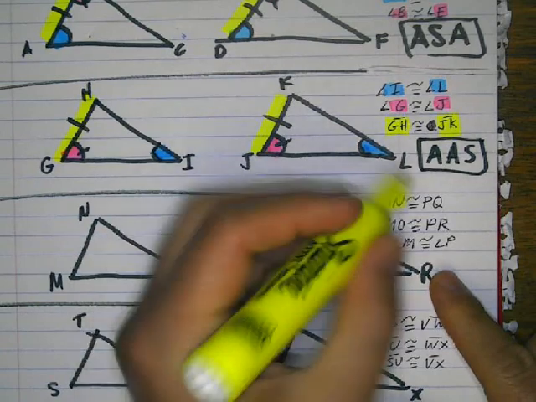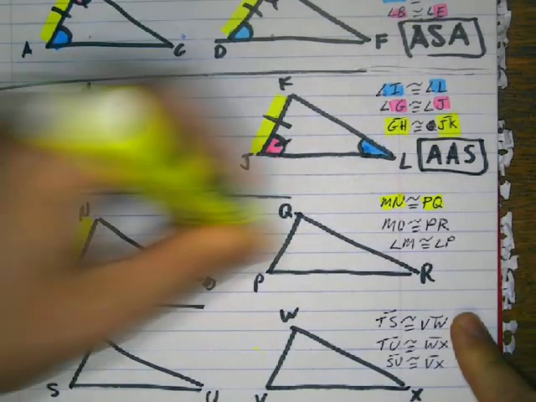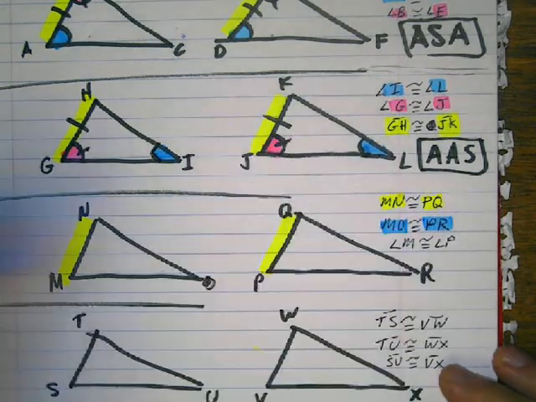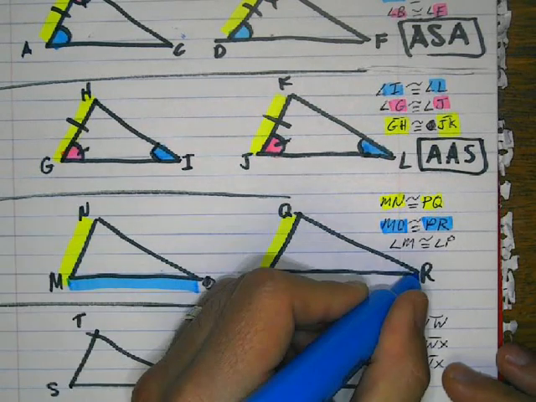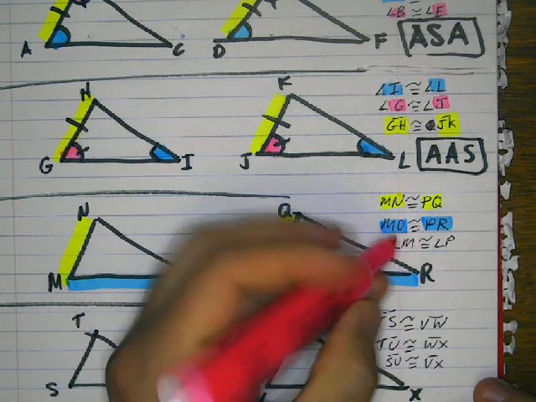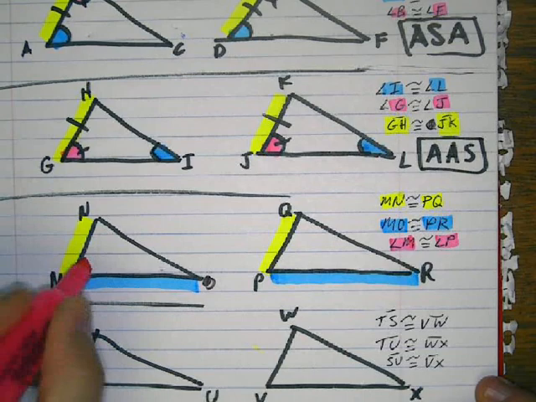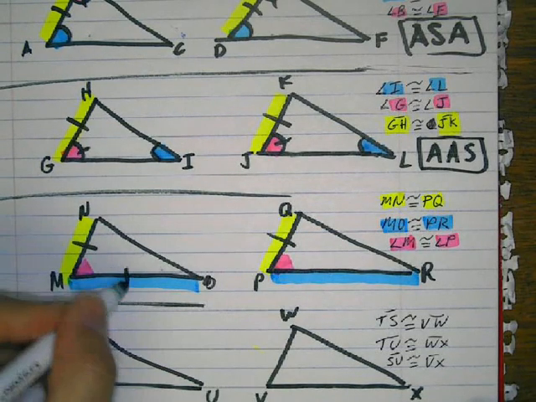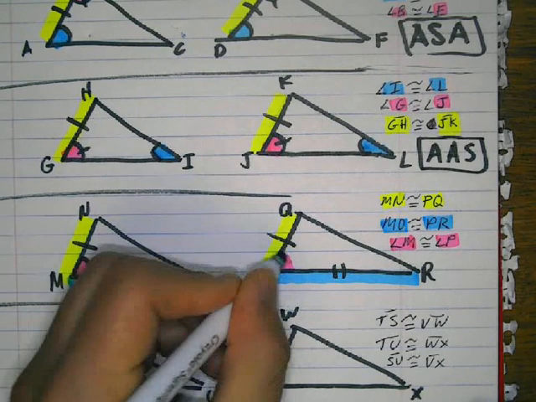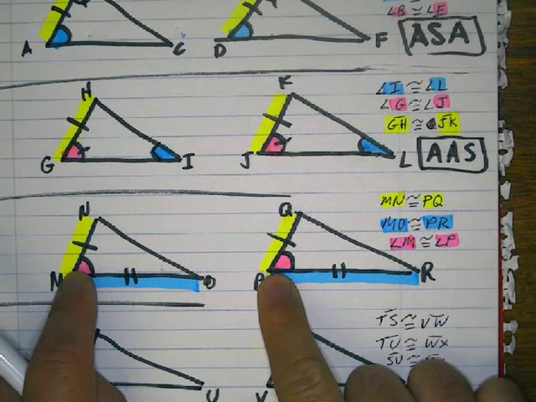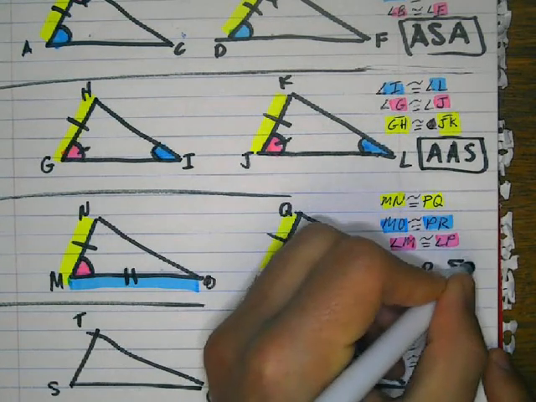MN is congruent to PQ. MO is congruent to PR, and angle M is congruent to angle P. Now this looks a little different than the others. So this side's congruent to that one, this one's congruent to that one, and this angle is congruent to this angle. So here, we see two sides that are congruent with an angle in the middle. So this is called side, angle, side.